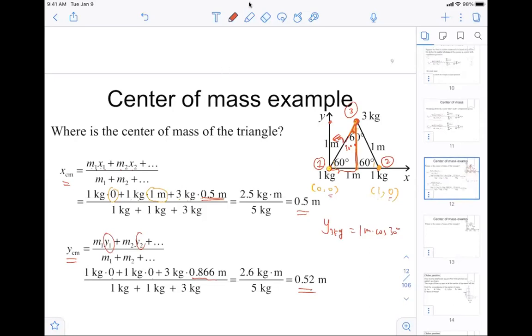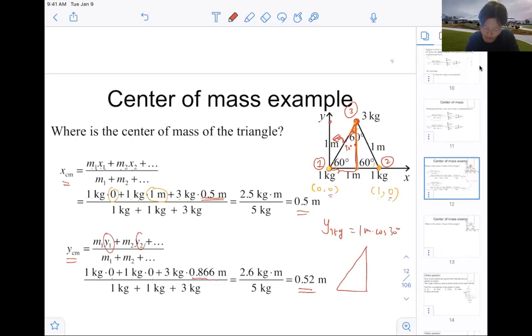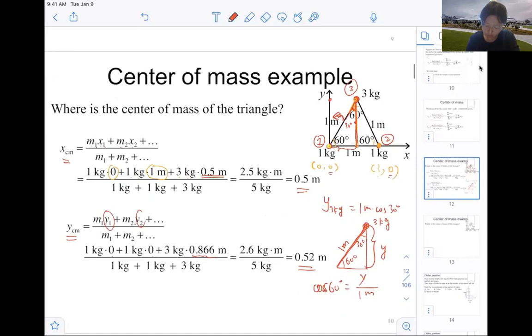Can you reiterate why it's 0.866 meters instead of 1? Because, let me draw this again, my diagram is crowded. This is 1 meter, this is 1 meter, and this is my y. This is 60, this is 30. So I want to find y. Cosine of 60 degrees is the y position over 1 meter. So y is cosine 60 times 1 meter. That is 0.866 meters.